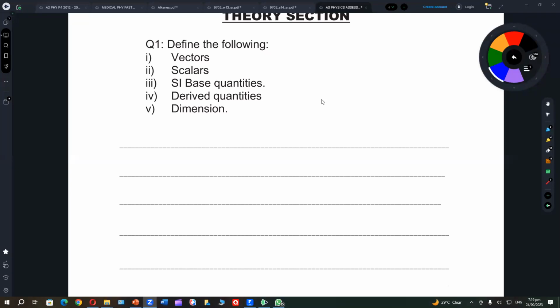Acha, number 4, what are derived quantities? What should be the definition of derived quantities? The quantities obtained from the base quantities are called derived quantities.